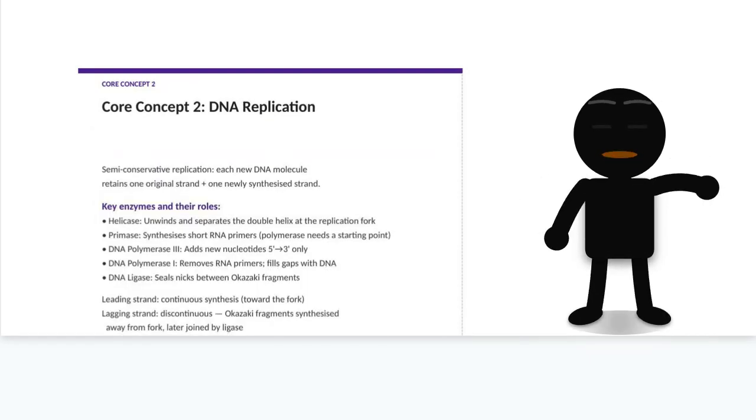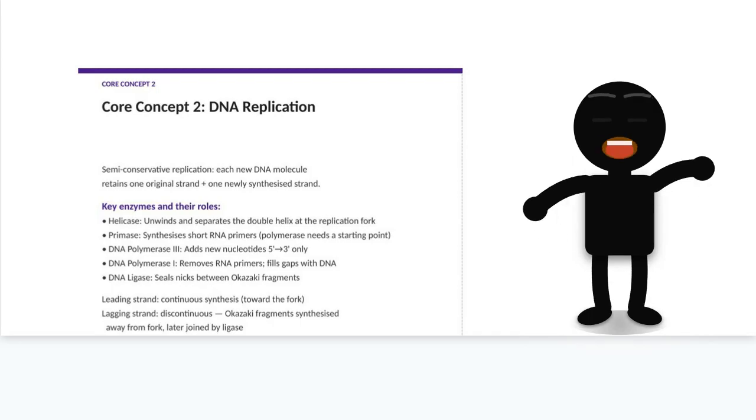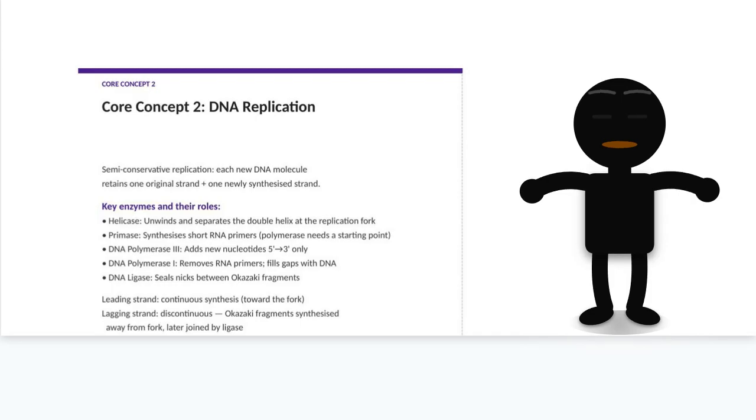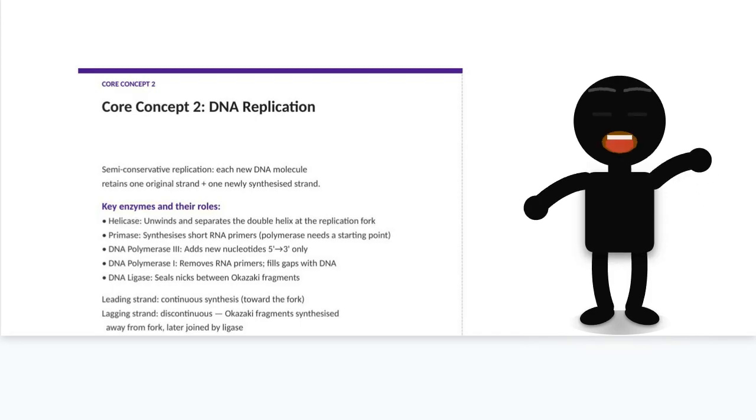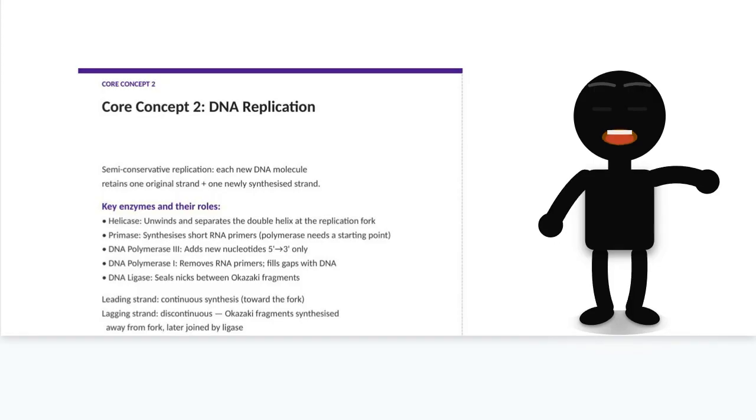DNA replication is semi-conservative. Each daughter molecule gets 1 original strand and 1 newly made strand. This was proved by the Meselson-Stahl experiment in 1958 using nitrogen isotopes. Replication begins at origins of replication and proceeds bidirectionally. Helicase unwinds the double helix, creating a replication fork.